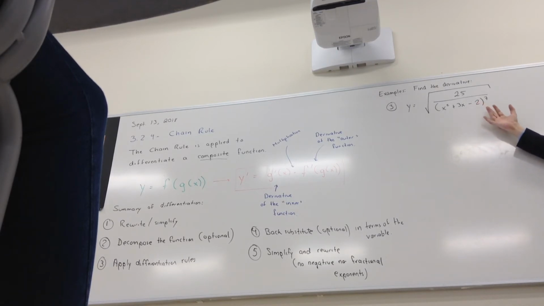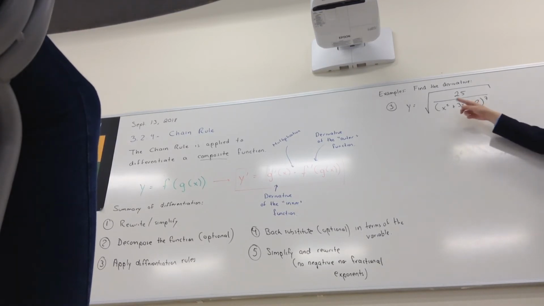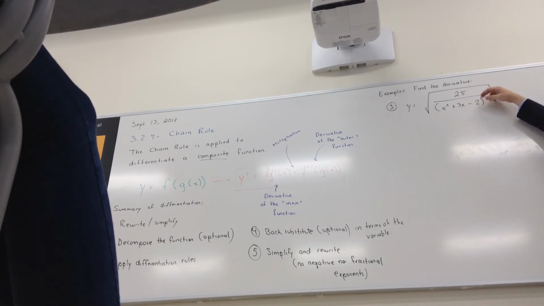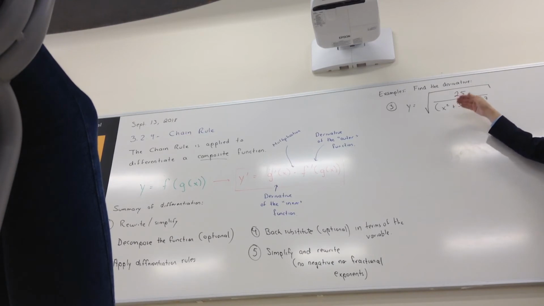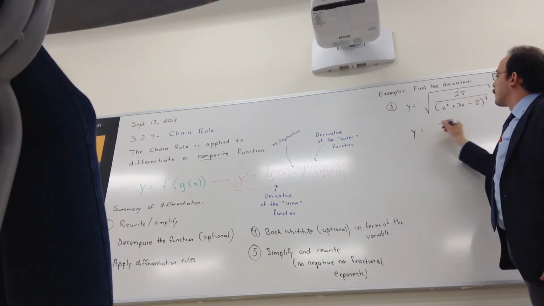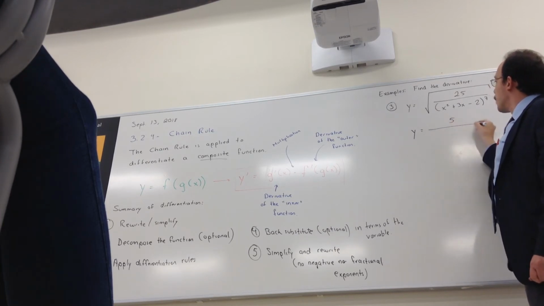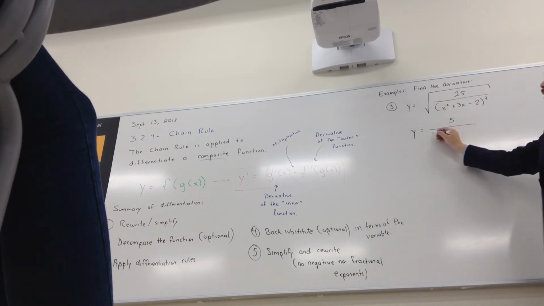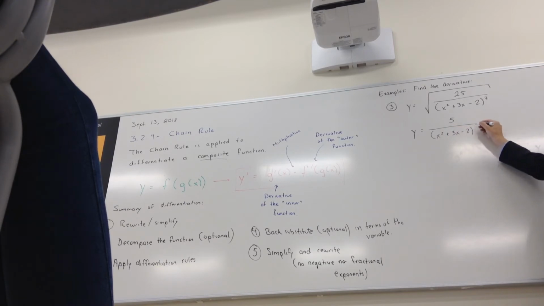Can I simplify this? Yes. You have a square root of that fraction. When you have a square root of a fraction, you can apply the square root to the numerator and the denominator separately. So in this case, for example, the square root of 25, 5, over the square root of this, x squared plus 3x minus 2 to the what? The what? 3? 6? 7. 7 halves.